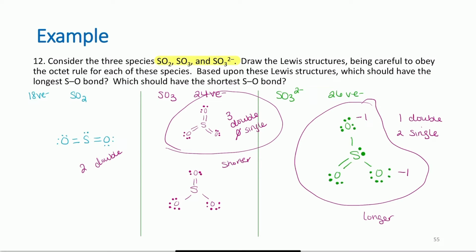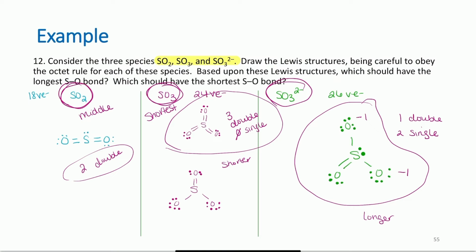Now let's compare it to the 2 double. The 2 double will be longer than SO3 2-, but it will be shorter than SO3 because it only has 2 double bonds, not 3 double bonds. So overall, my longest will be SO3 2-, my shortest SO3, and the middle will be SO2.